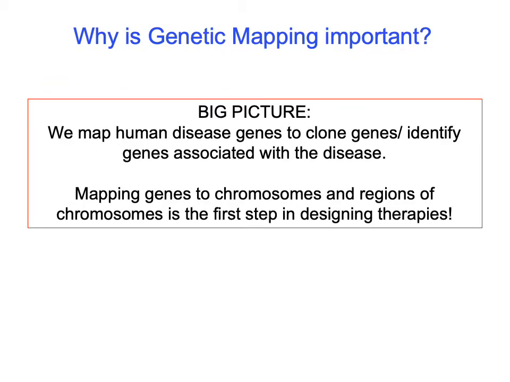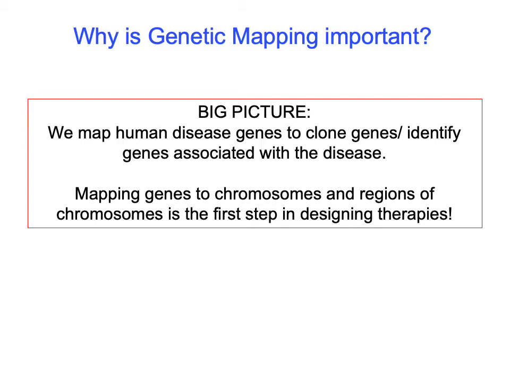Okay, so why is genetic mapping so important, and why are we going to spend some time talking about this and giving you background? Well, the first paper we're going to talk about next week is on how they mapped, or made progress towards mapping, the gene for cystic fibrosis. And in the big picture, we need to first map human disease genes in order to eventually clone the genes.